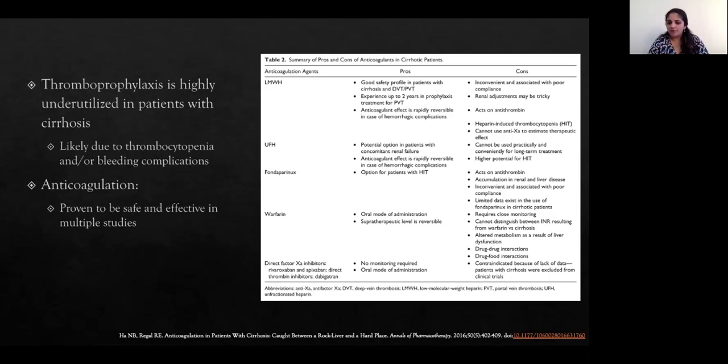The other options like warfarin are just not as safe and not as controllable, especially when you cannot trust your INR, whether it's coming from using the drug or your liver disease. It's just hard to use them. And then the newer direct 10A inhibitors, we just don't have enough data at this time to recommend against or for their use.